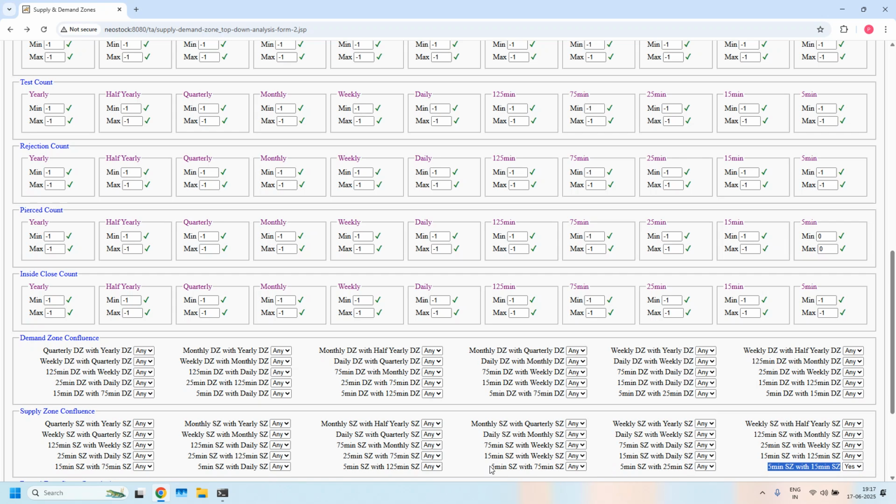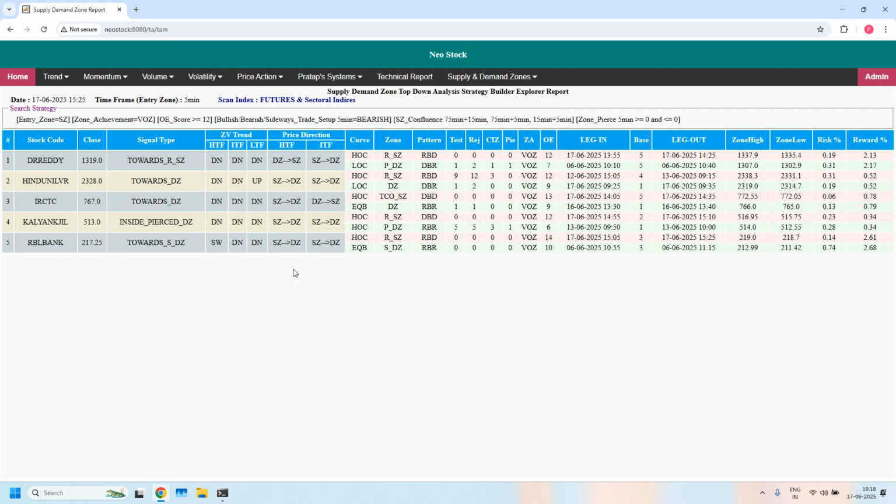Next 5 minutes and 75 minutes supply zone confluence. 15 minutes and 75 minutes supply zone confluence. With all the 3 filters, we got 5 stocks. In these 5 stocks, these 5 minute supply zones are overlapped with 15 minute supply zone, both together again overlapped with 75 minute supply zone. 75 minutes trend is down in all the stocks except the last one, 5th one. So let us remove this 5th one.